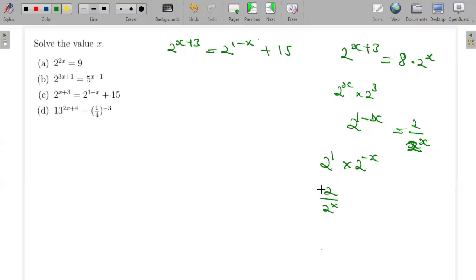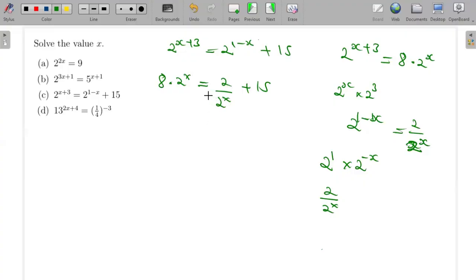Then I can now substitute back into this equation. So when I substitute back into this equation, I'll have 8 multiplied by 2 to the power x there, and then you have 2 over 2 to the power x, and then you have plus 15. We're going to have it there. Okay, then the next, I want to get rid of this fraction here.